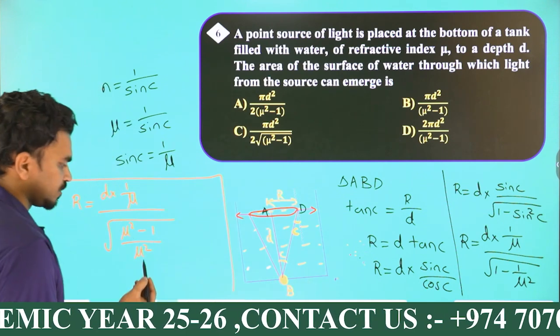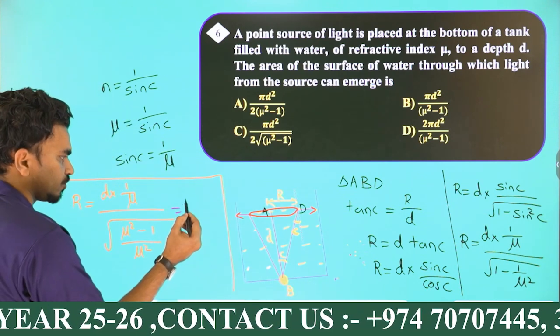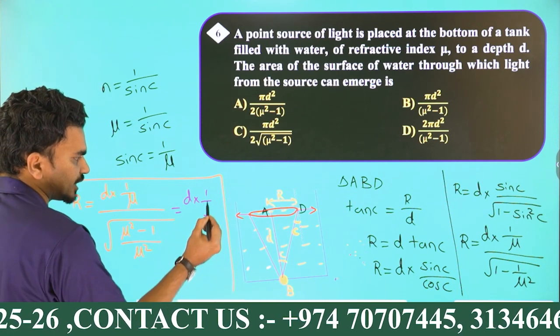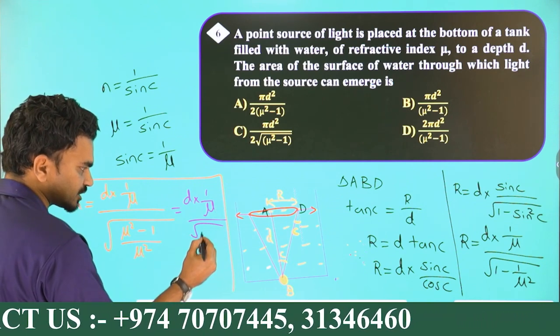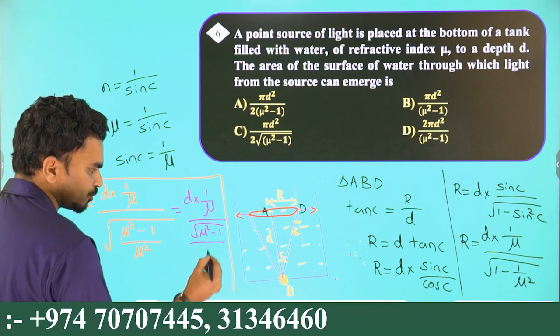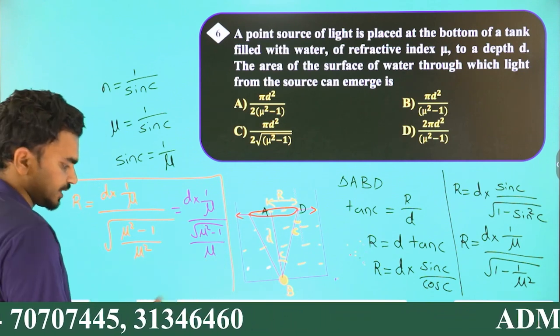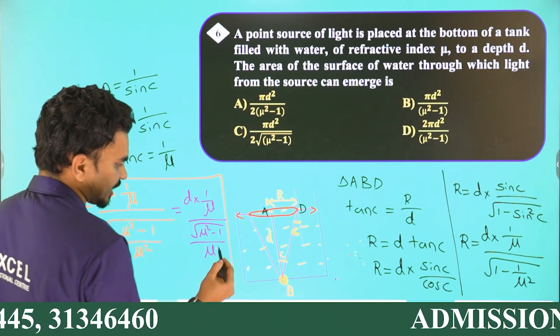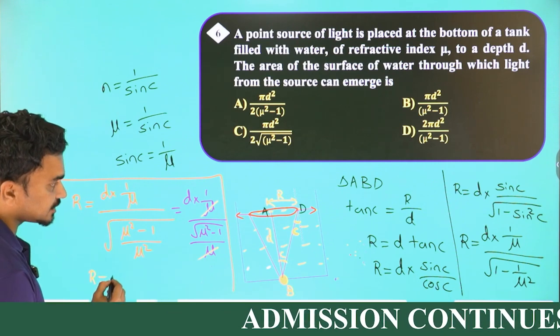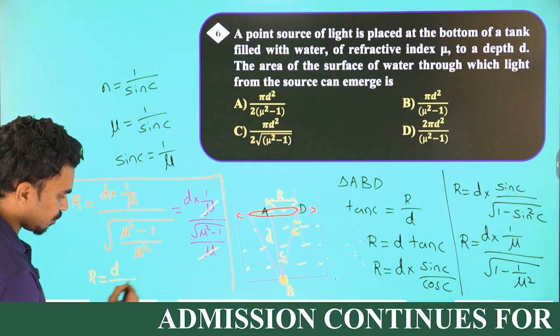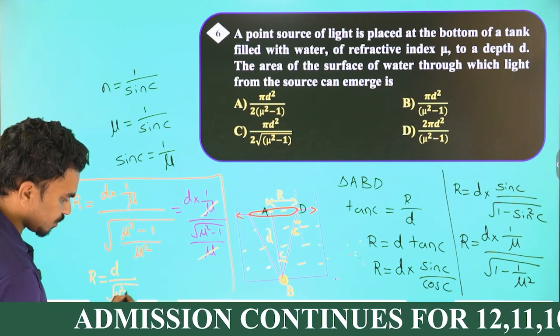Fine. What will be the answer of this part? The root of 1 by mu square can be written as mu square minus 1 by mu, right? I can take mu square out of the root. Then I can cancel these. What will I get? The radius is equal to D upon root of mu square minus 1.